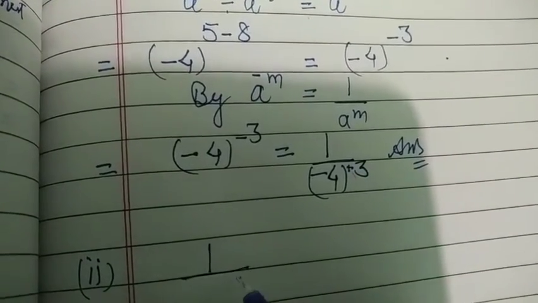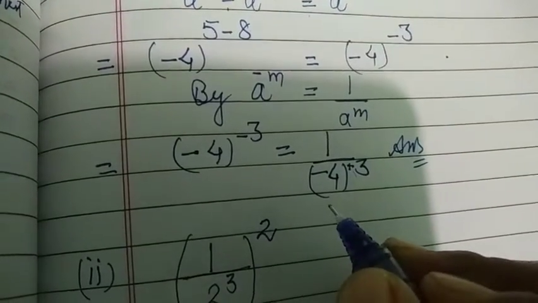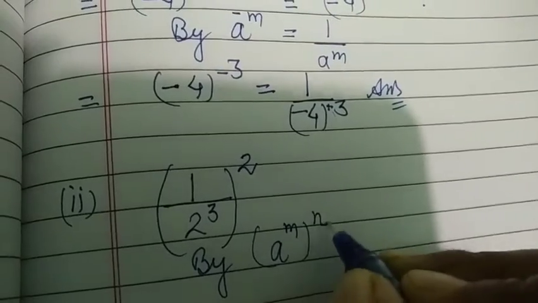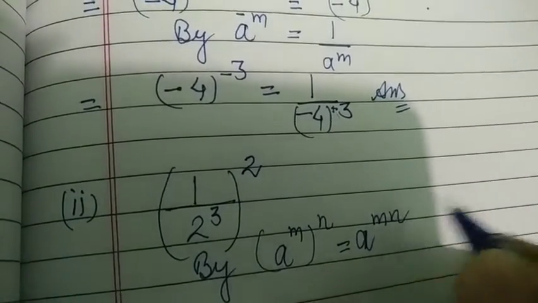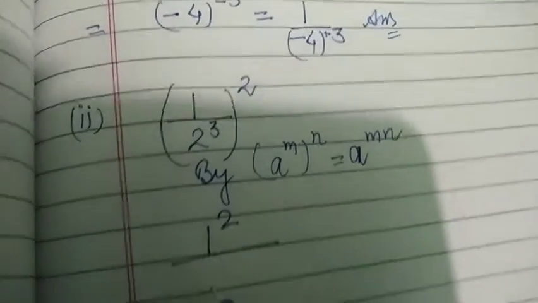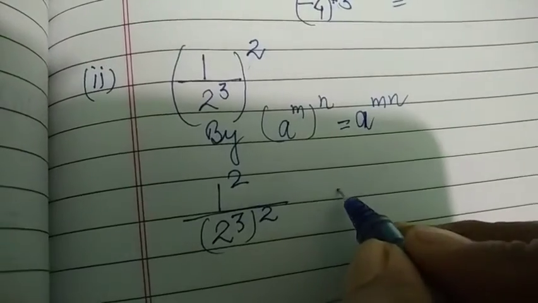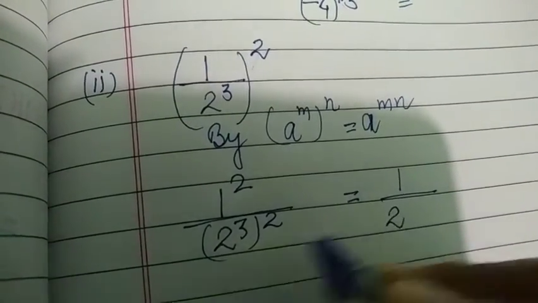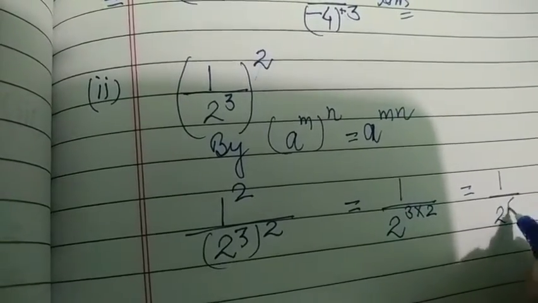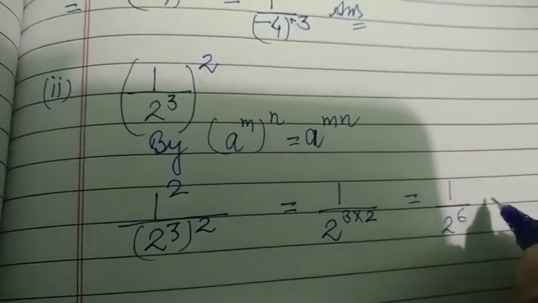Second part, that is 1 upon 2 raised to power 3, and raised to power 2. Here we are going to apply the rule a raised to power m, raised to power n, is equal to a raised to power m into n. That means if there is a bracket, definitely the powers will get multiplied with each other. So 1 raised to power 2 will remain as it is, and in the denominator we get 2 raised to power 3 raised to power 2, and the powers will get multiplied. So you will get 1 upon 2 raised to power 3 into 2, that is 1 upon 2 raised to power 6. So we are simplifying this in power notation and the power is positive. So we got the answer.